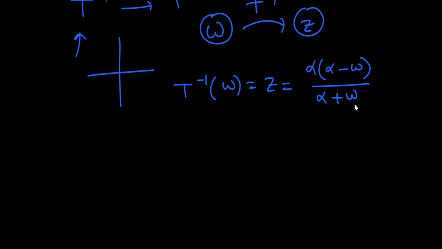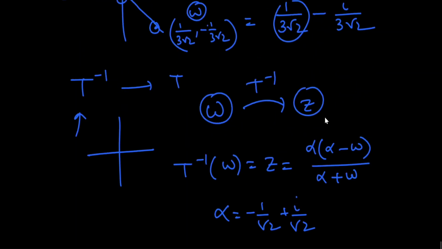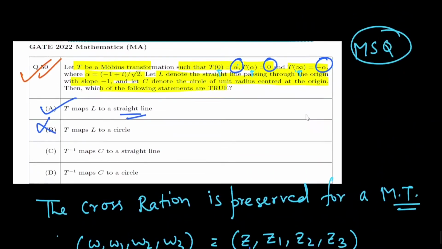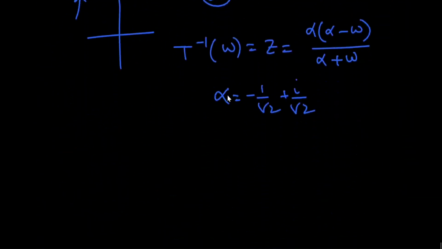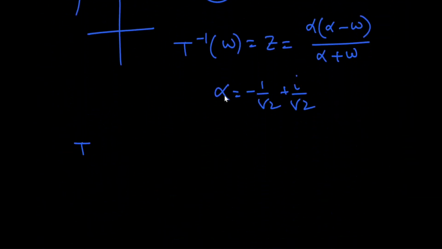This is the transformation. The value of alpha equals minus 1 by √2 plus iota by √2. Now if we take the point alpha, then from the given it is clear that since T of alpha equals 0, T inverse alpha equals 0. We already get 1 point: T inverse alpha is equal to 0.